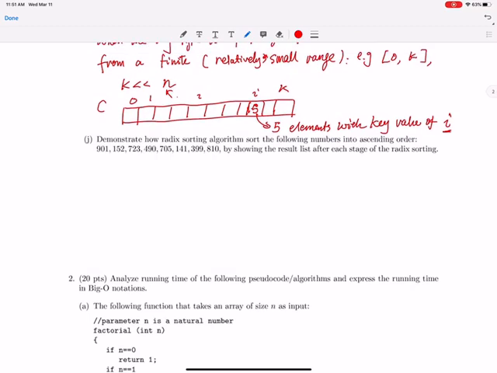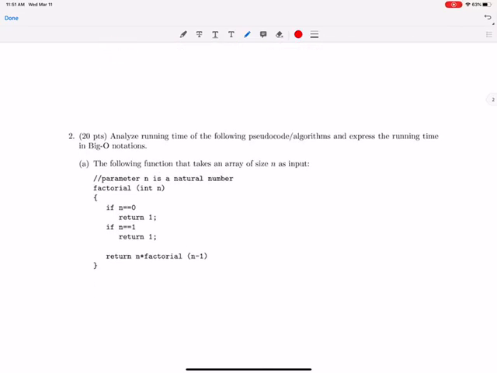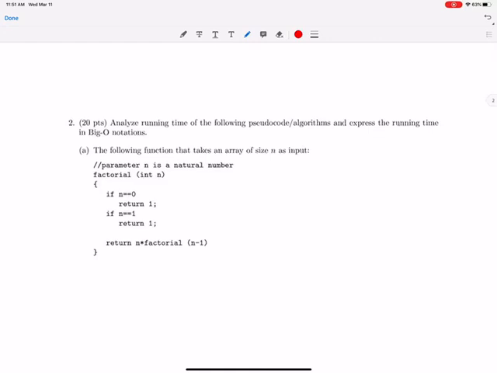Demonstrate how radix sorting algorithms sort the following numbers into ascending order. I'll skip this one as we have looked at such a problem in class. So the second big question: analyzing running time of algorithms and expressing them in big O notation.